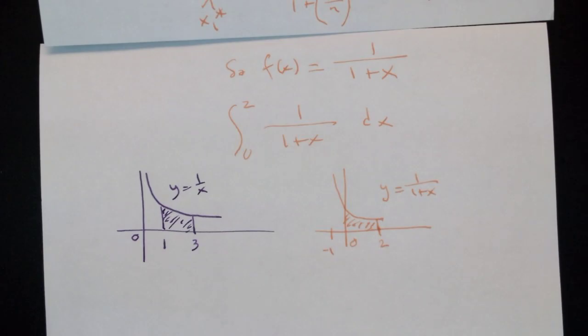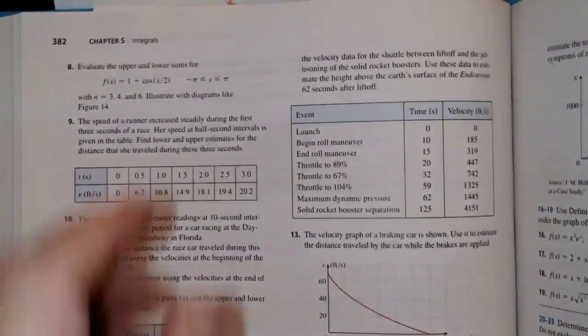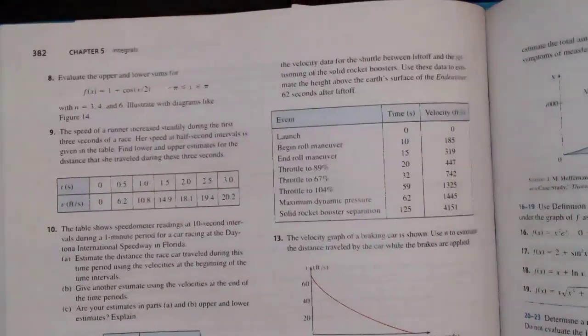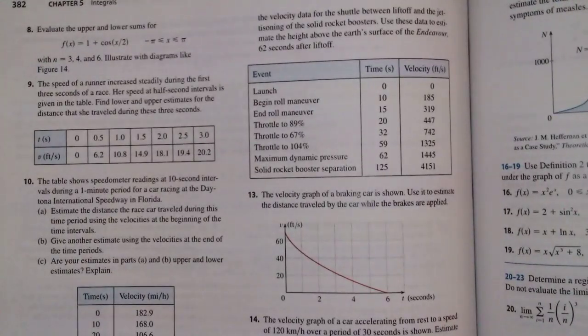Is there any better than 14 around? Is there any better what? Oh, we could look at 13, which is very similar. Right? So 13 says our car is decelerating. We're applying the brakes. Figure out how far it went.